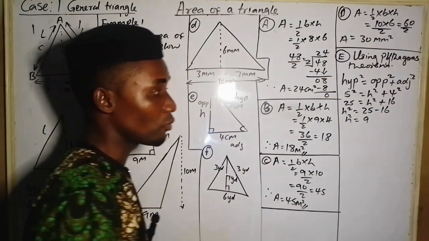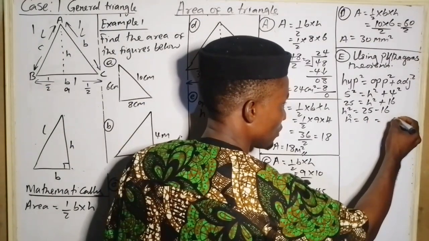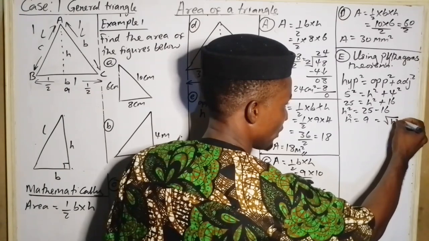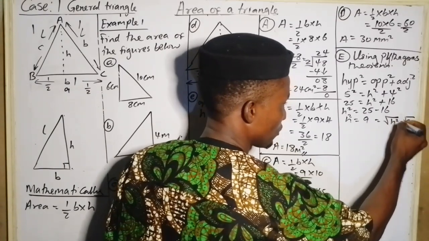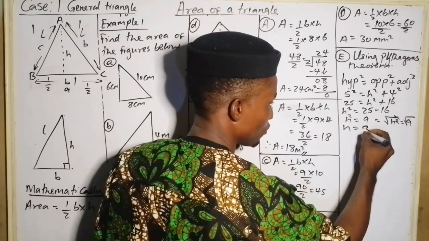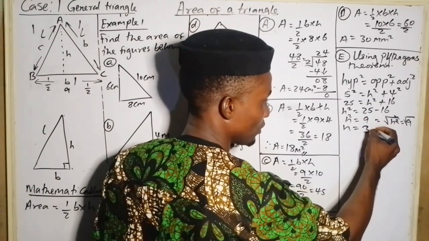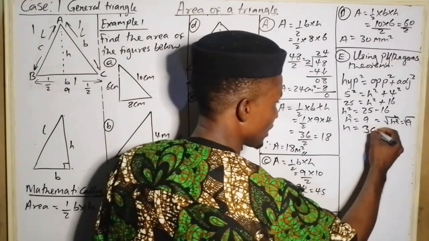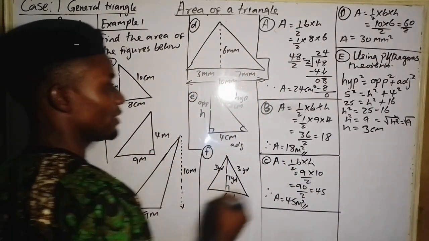So the next thing you need to do is to take the square root of both sides. When you take the square root of both sides, you are going to have h equals the square root of 9. The square root cancels out the square here. So you have h equals 3, because the square root of 9 is 3, which is 3 centimeter. Now we know our height. So let's find the area now.